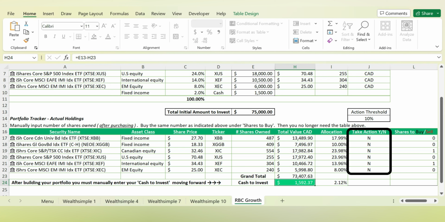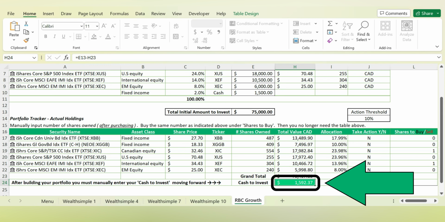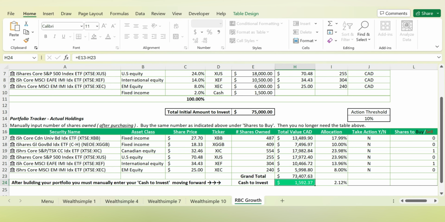As you can see, the Take Action column will show you when you need to buy or sell any shares to bring your portfolio back into balance. And then when you have some additional cash to invest, simply enter that into the Cash to Invest cell. From there, the column to the right of the Take Action column will show you how many shares of each ETF you need to purchase. So as you can see, very easy to build and manage these portfolios on your own.